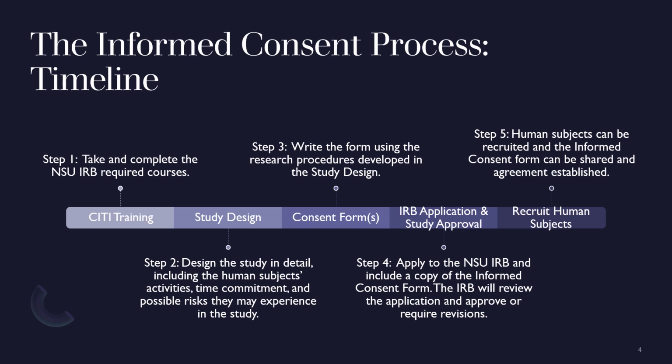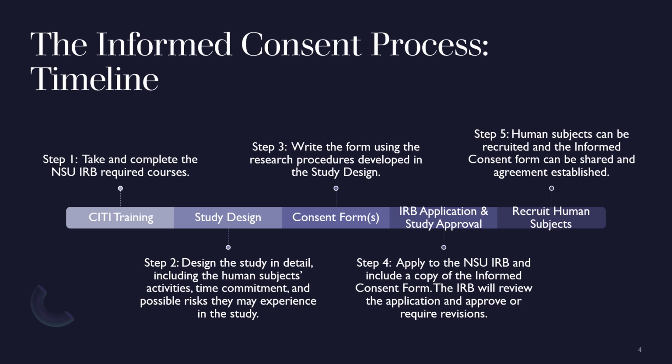The informed consent process. This process involves 5 steps. Step 1, the CITI training. Take and complete the NSU IRB required courses, which are the conflicts of interest and the social and behavioral research. Step 2, study design. Design your study in detail, include all human subjects, activities, time commitment, and possible risks they may experience in the study.